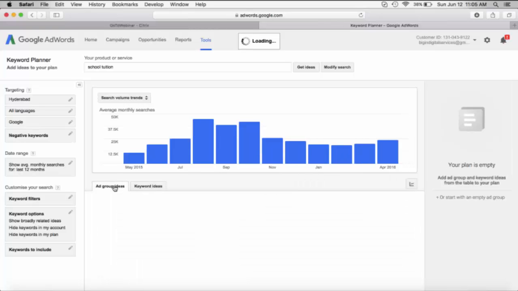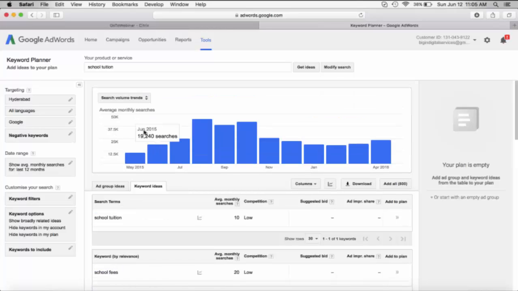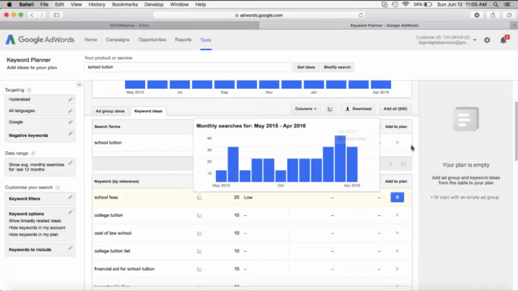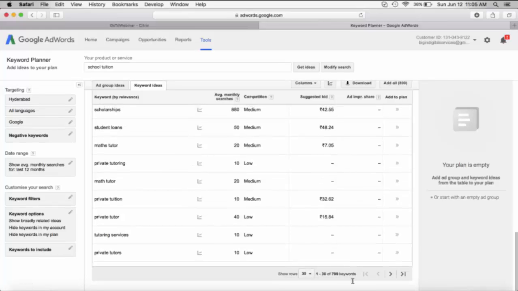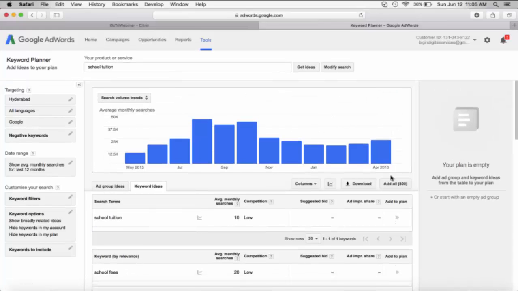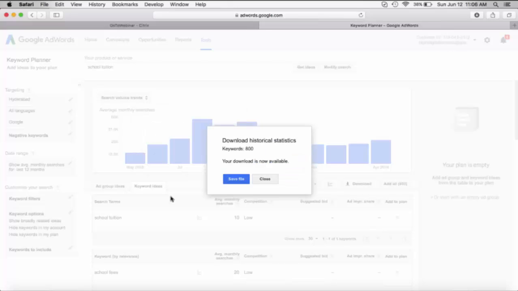Quite often you will reach this page wherein add group ideas is highlighted. You will have to click on keyword ideas. Now you have around 800 keywords in total. Let us download this data. On the header section, just below this chart, you'll have this option called download. Just click on it, hit download and then save file.